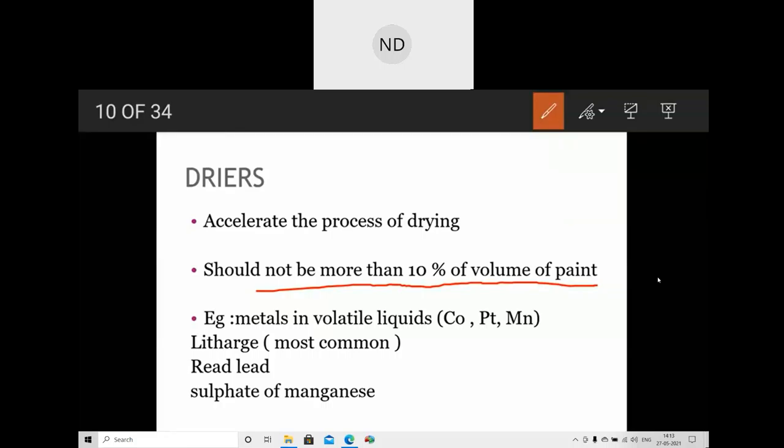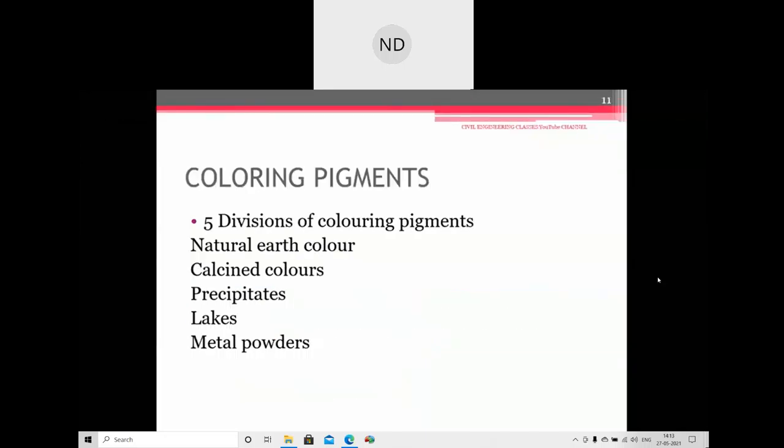Major examples of the dryers are metals in powdered form in a volatile liquid. Metals like cobalt, lead, and manganese are used. Next example is litharge, which is the most commonly used dryer. Then red lead. Last one is the sulfate of manganese.